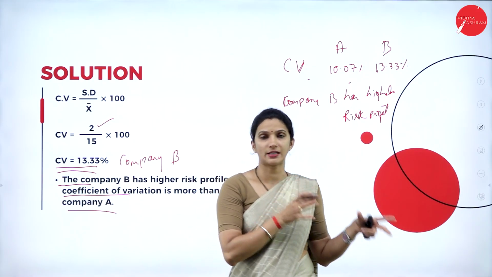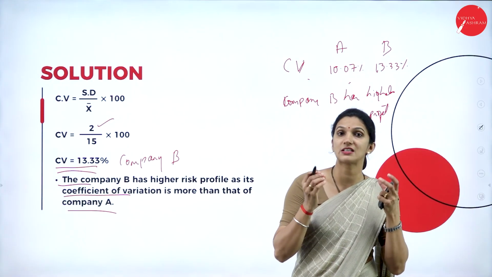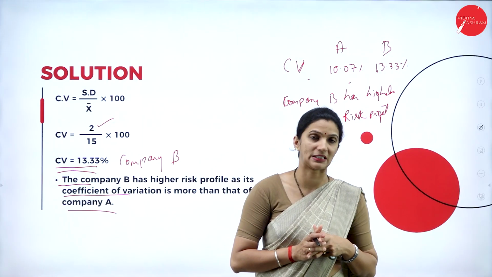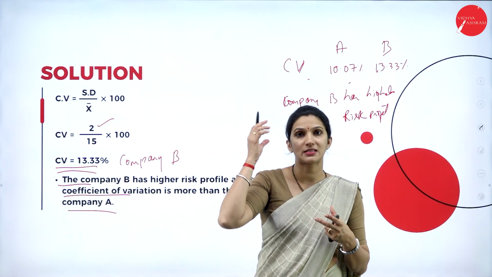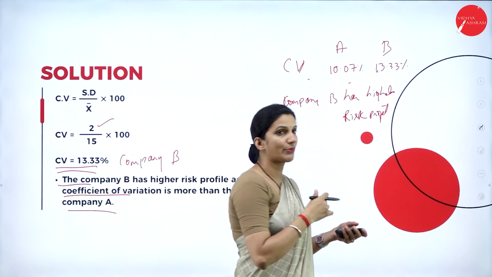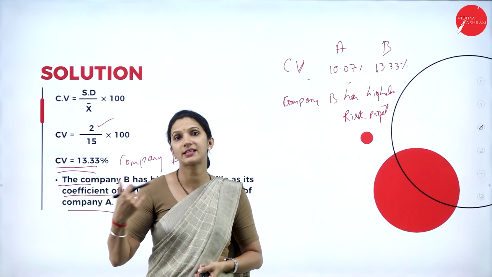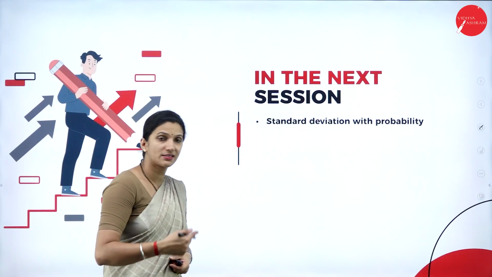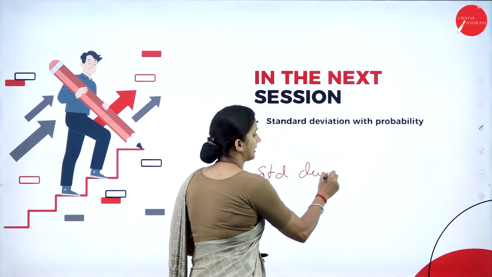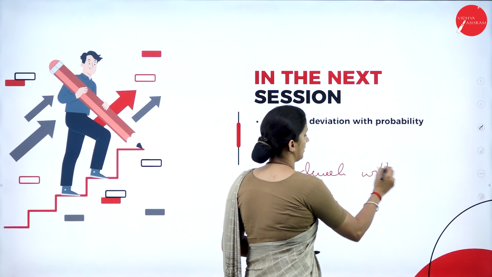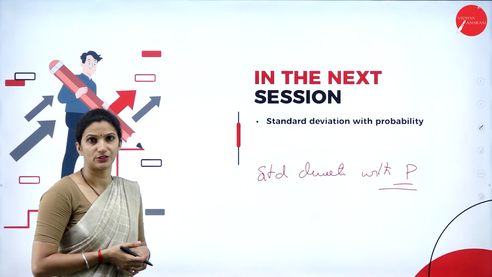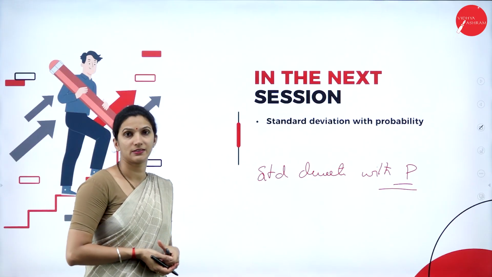Overall, the standard deviation and coefficient of variation are mainly used to calculate the risk profile of any project or any company's investment project. Whichever company has the highest CV will have the highest risk profile. So this is the question that we solved when we had only the X values. In the next session, we'll calculate the standard deviation with P, when the probability is given. We will see that in the next session.